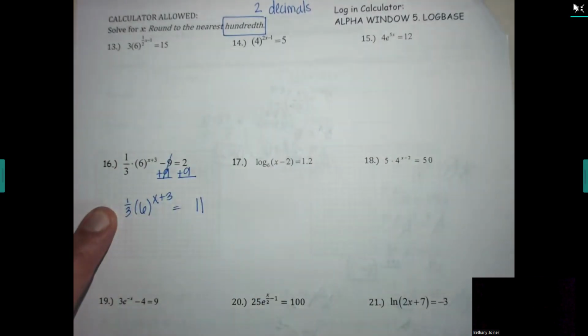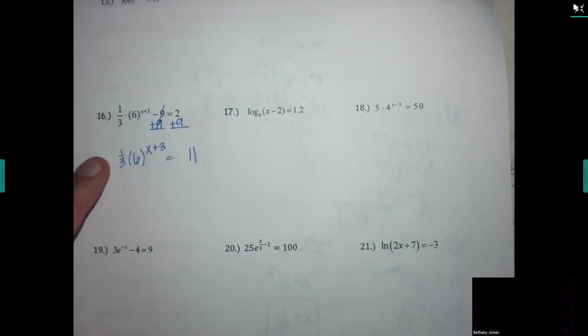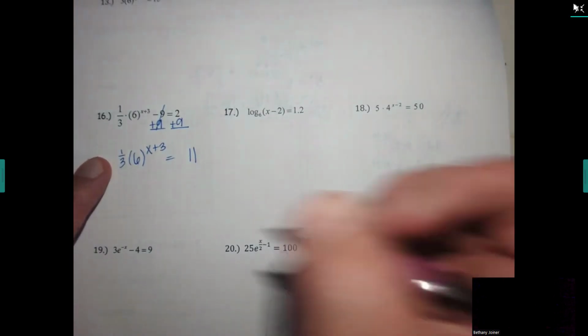Now I'm ready to get rid of the 1/3. A 1/3 means divide by 3. How do I undo divide by 3? Multiply by 3. So my 3 and my 1/3 are going to cross out. I have 6 to the x plus 3 equals, and then 3 times 11 is now a 33.